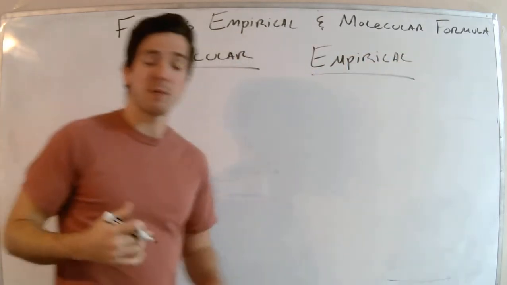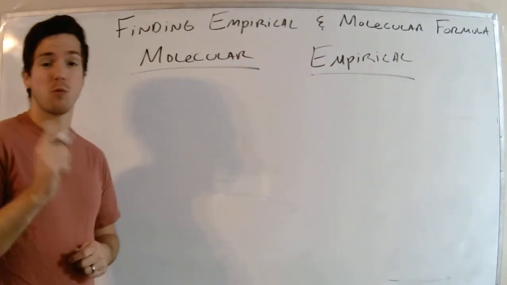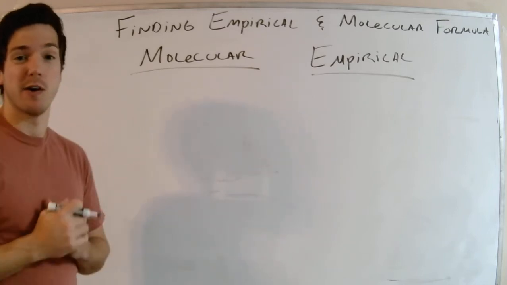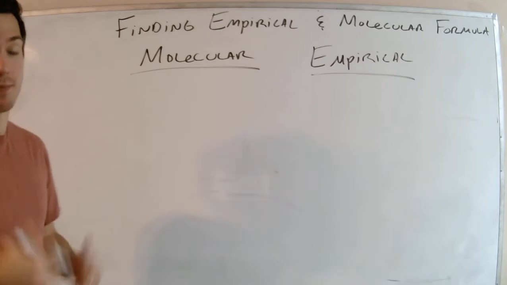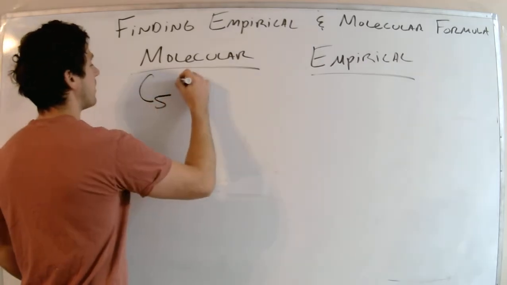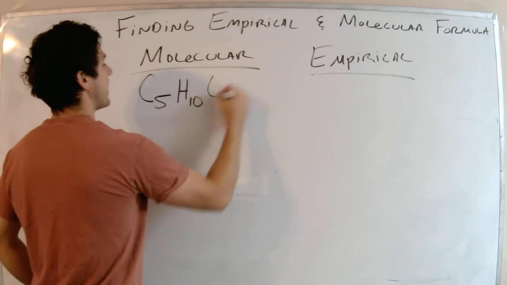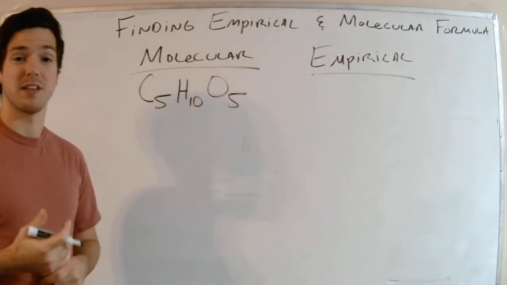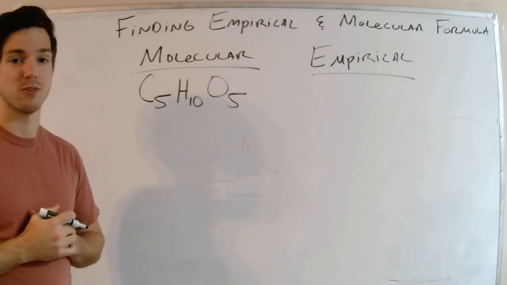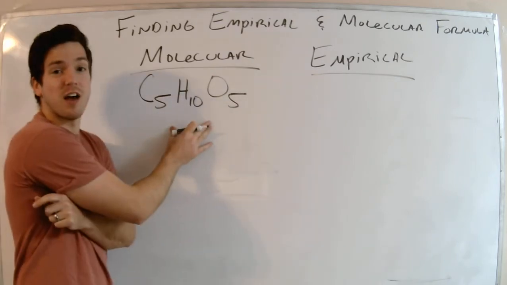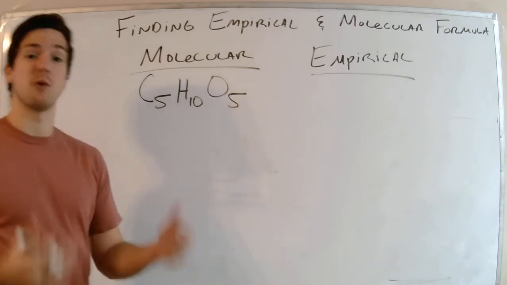And molecular formula is just a bunch of groupings of one compound together, and they form this kind of bigger, less simplified formula. So let's say that I have this big molecular formula of C5H10O5. So that is the molecular formula. That's the groupings of a bunch of compounds. Well, the empirical formula is just the simplified version of this molecular formula. It's the most basic form.